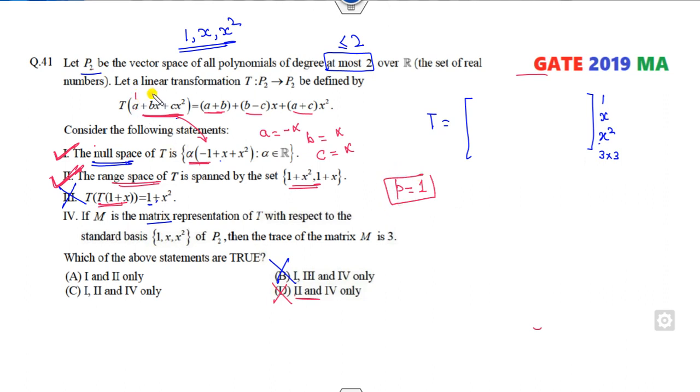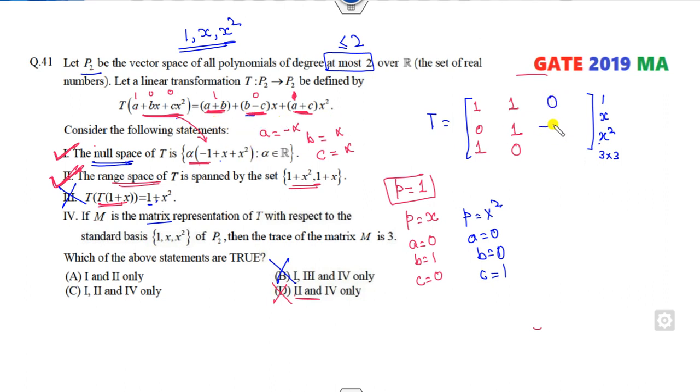A is equal to 1, rest are 0. So this value will be 1, this is 0, this is 1. So 1 0 1. When you consider the polynomial as x, then A is 0, B is 1, C is 0. A plus B is 1, B minus C is 1, A plus C is 0. When you consider p as x square, A is 0, B is 0, C is 1. So A plus B is 0, B minus C is minus 1, A plus C is 1.